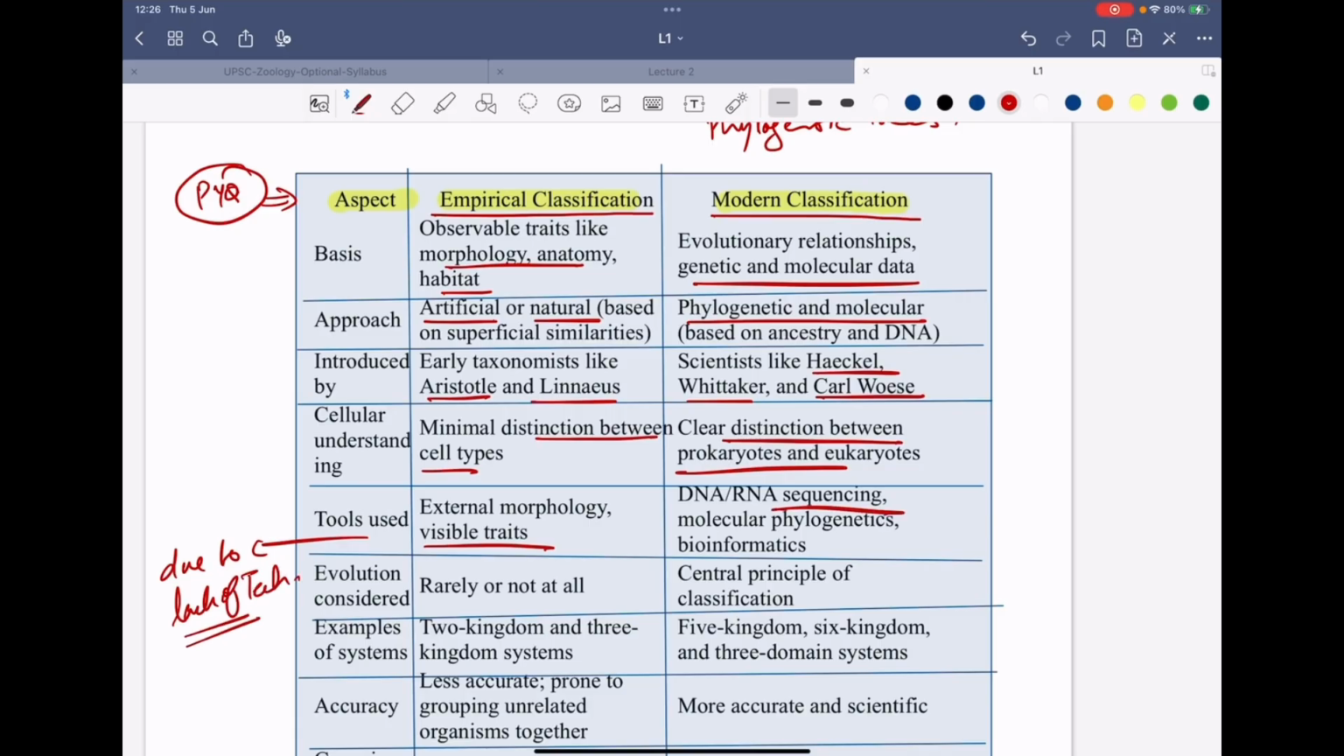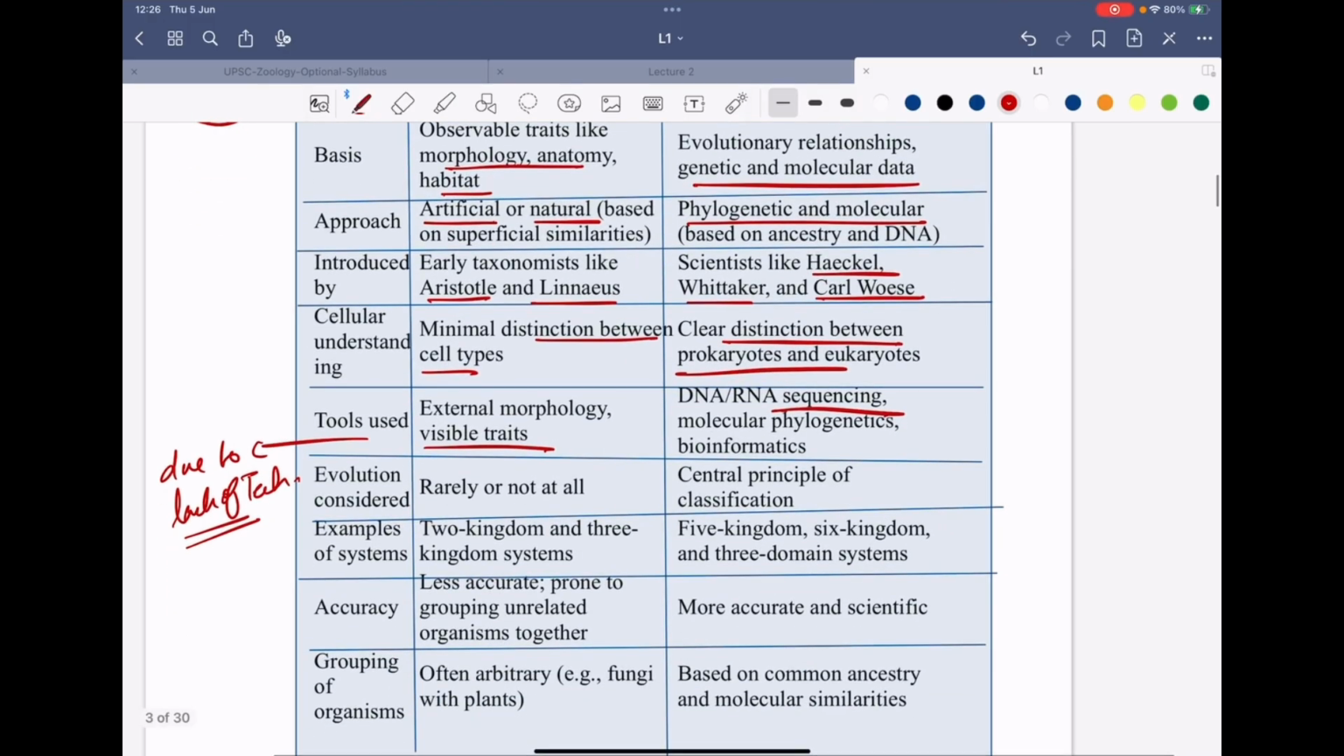But today, we have sequencing, we have different bioinformatic tools. We have molecular phylogenetics, we have DNA and RNA sequencing, we have biotechnology, and on the basis of this technology, there has been advancement in classification too. Then the evolution was not considered at that time, but now evolution is considered a central principle of classification. The old one contained systems like 2 or 3 kingdom, and now we have 5 kingdom, 6 kingdom, 3 domains. So you have to write these in the exam.